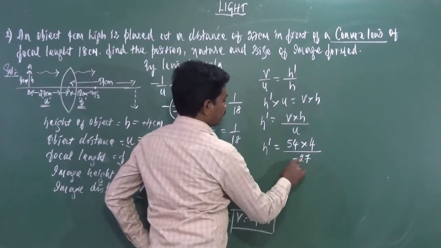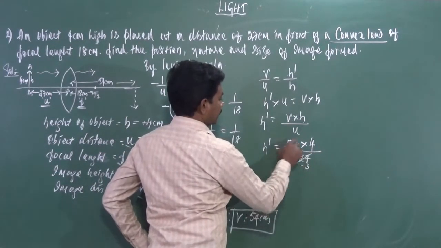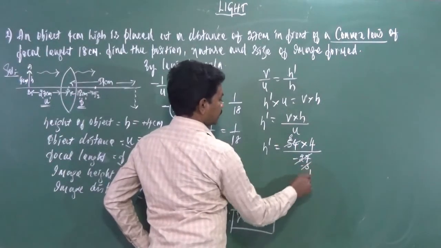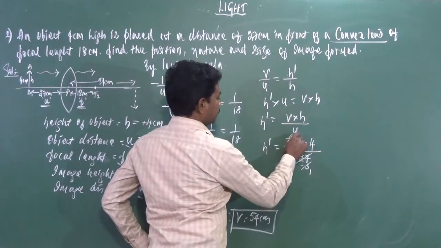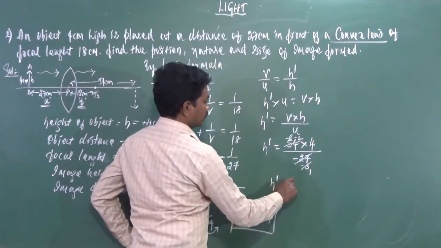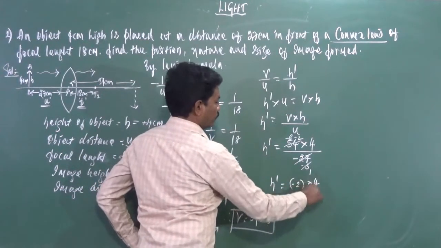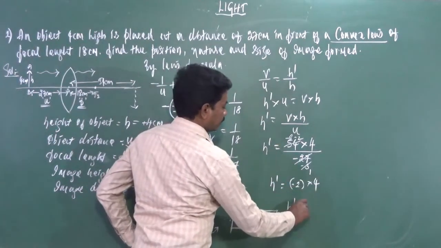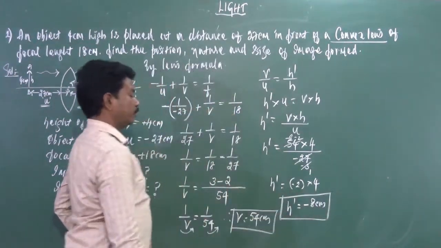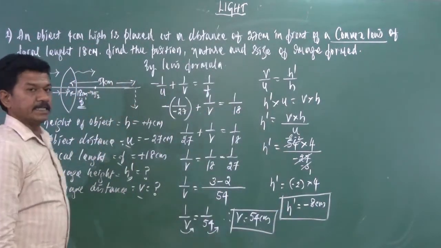Okay. So 9 3s are 27, and 9 6s is 54, and minus 3 1s is minus 3, and minus 3 minus 2s is plus 6. So h dash is equal to minus 2 into 4. So h dash is equal to minus 8 centimeters. So what is the height of the image? We have got minus 8 centimeters.